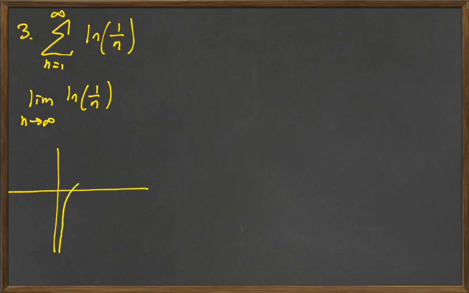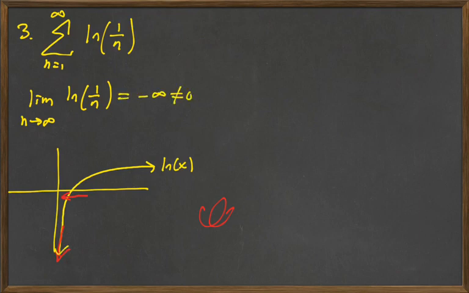We're going to go ahead and sketch the graph of the natural log of x. And as n goes to infinity, 1 over n is going to 0 from the positive side, and the graph of natural log of x is going to minus infinity. And so that's what this limit is going to be. And that limit is not 0, and so because that limit is not 0, we can conclude that this diverges by the nth term test.